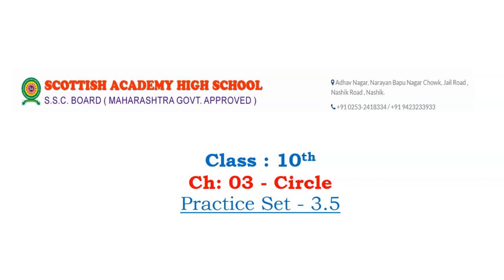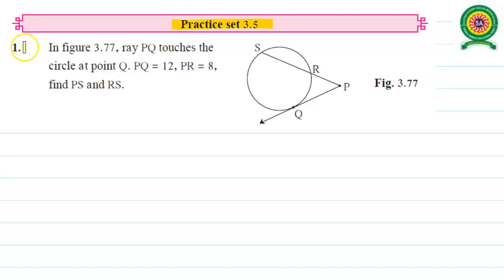Hello everyone. In this lecture we are going to discuss class 10th, chapter number 3, Circle, practice set 3.5. Within practice set 3.5 we have the first question: in figure 3.77, ray PQ touches the circle at point Q. PQ equals 12, PR equals 8, then find PS and RS.